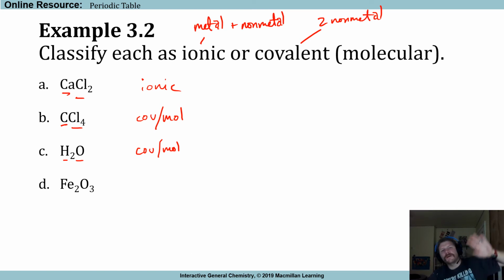Remember, hydrogen's on the far left-hand side of the periodic table, but it's kind of an outlier, and we'll learn how it's an outlier later on as we proceed through the semester. The last one, Fe, which is iron, that's a transition metal, almost smack dab in the middle of the periodic table, and oxygen is a nonmetal. So we've got an ionic compound.